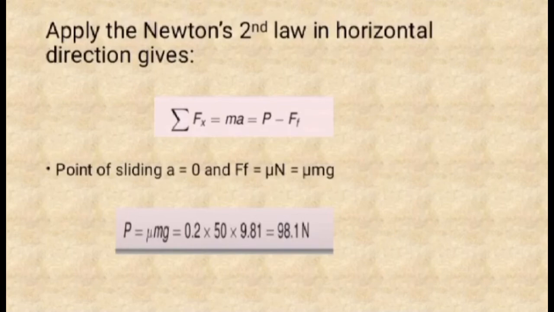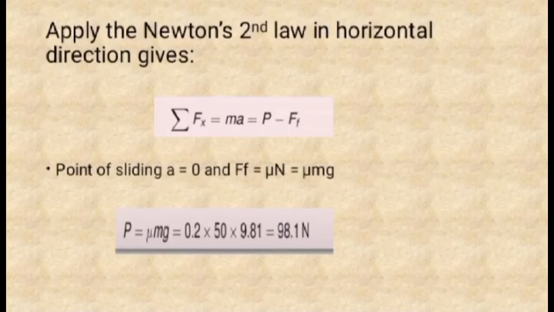So we can apply Newton's second law in the horizontal direction, which gives us the sum of forces equal to m a, and in this case it is our external force P minus our frictional force. Now, for the scenario where the crate is standing still and at the point of moving, the external force needs to be equal to the frictional force, and in this case, P needs to be greater than 98.1 newtons in order for the crate to slide forward and start moving.